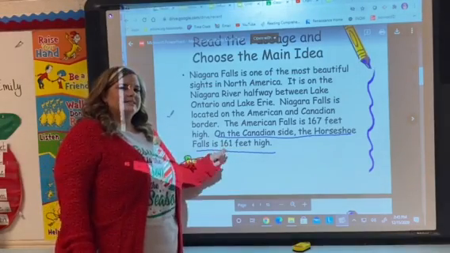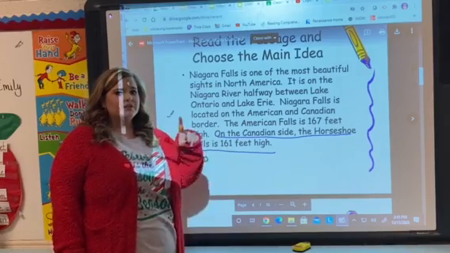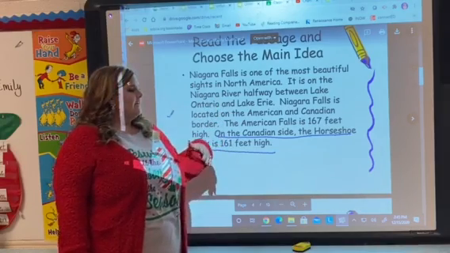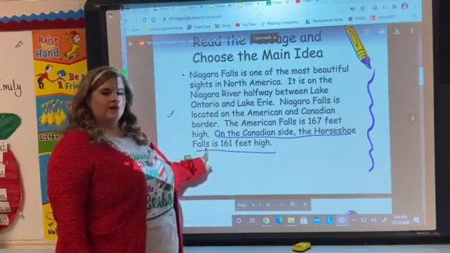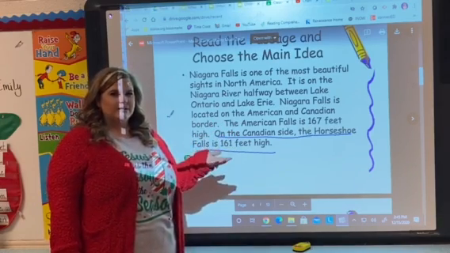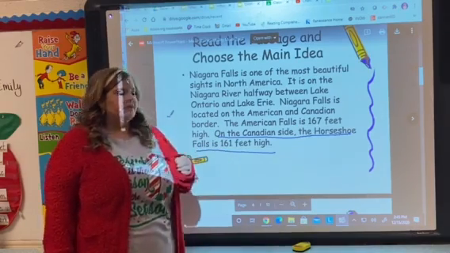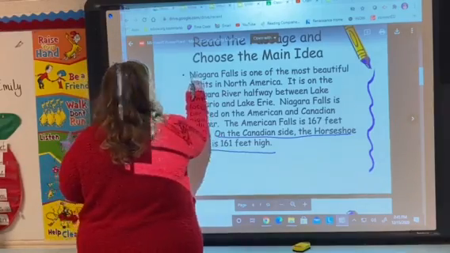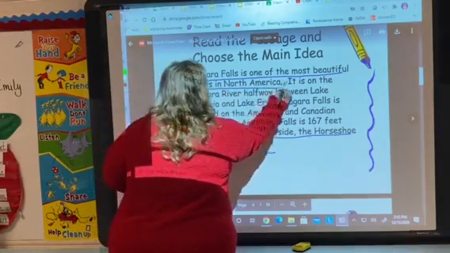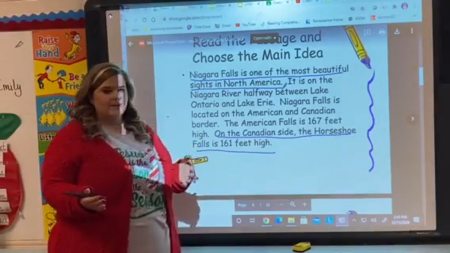Is that what this entire text was about? The Horseshoe Falls. If you're not sure, you can pause the video, go back and reread it. This only talks about Horseshoe Falls down here at the very bottom. So do you think that that's what this story was really written for? To tell us about Horseshoe Falls? Probably not. So let's go back to the top and look at the beginning of our story. It says Niagara Falls is one of the most beautiful sights in North America. Now that sounds more like what we read about, okay?